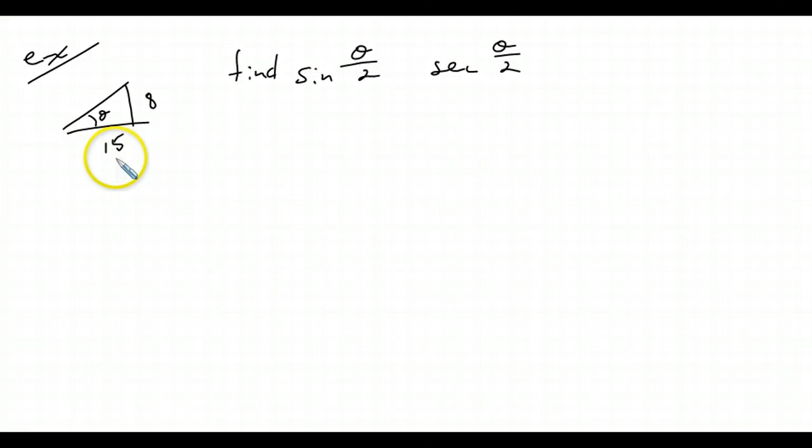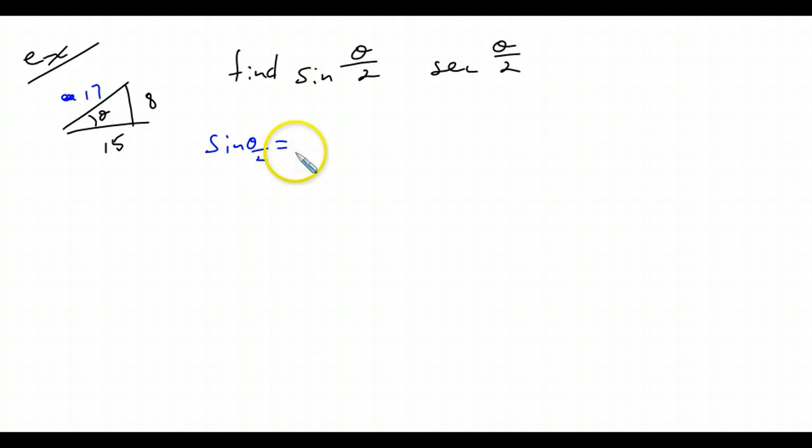All right, now I'm going to look at some half-angle identities. Again, you're given a triangle. You have 8, 15, and by Pythagorean theorem, I believe this will be 17. So find sine of theta over 2. So sine of theta over 2.